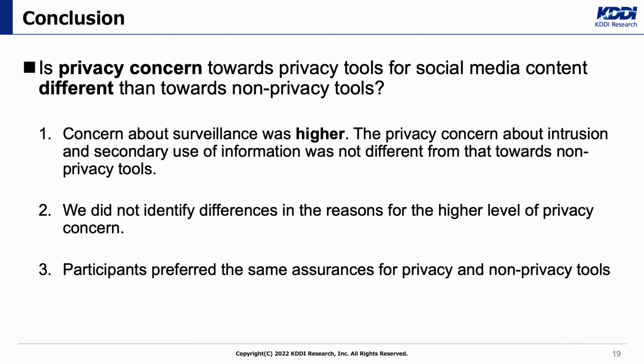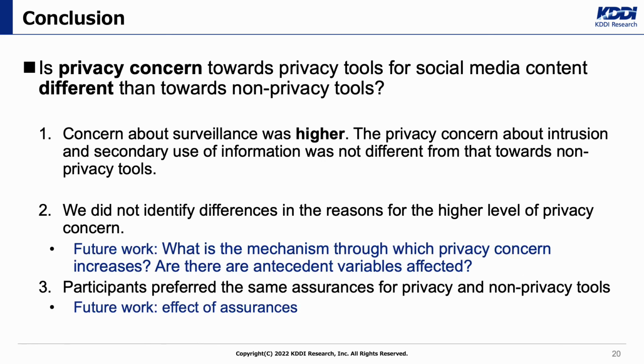In conclusion, we set out to investigate whether privacy concern towards privacy tools for social media content was different than towards non-privacy tools. And we found that the answer was yes to some extent. Concern about surveillance was higher. On the other hand, the level of privacy concern about intrusion and secondary use of information was not different from that towards non-privacy tools. Also, we did not identify differences in the reasons for the higher level of privacy concern. And we found that participants preferred the same assurances for privacy and non-privacy tools.